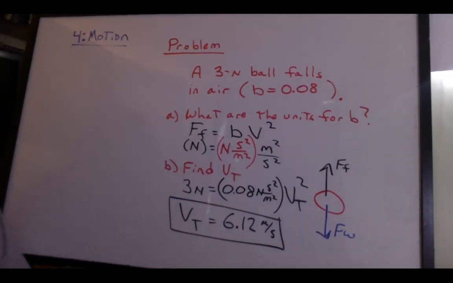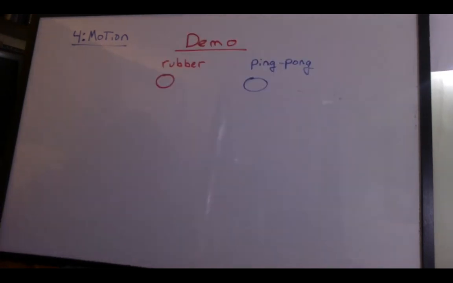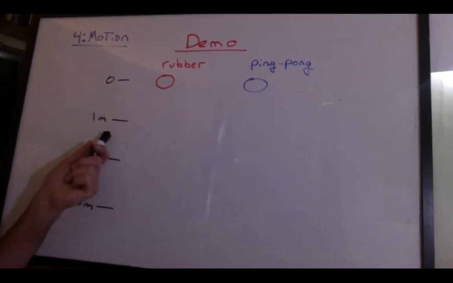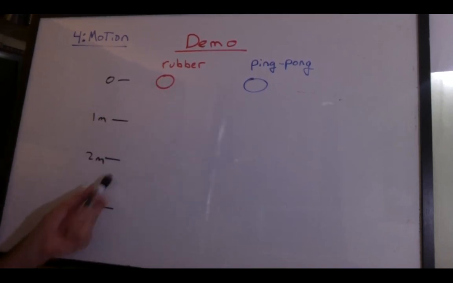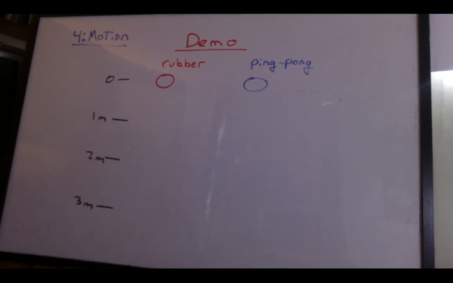Okay, all this looks well and good in theory. Maybe we can actually see it at home. Now you need to drop at home the rubber ball I gave you and the ping pong ball I gave you at the same time. You're not going to see much difference in 1 meter, maybe a little in 2, but after 3 meters, 4 meters, you're going to see the separation.